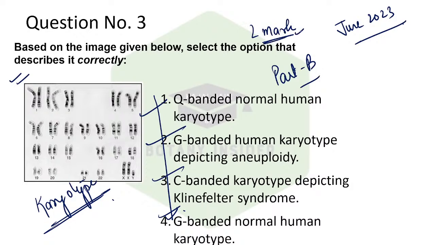Everyone, give it a try and mark your answers in the chat section. The question is, you are given this representation and you need to find out which of the following is correct. First, it is depicting a Q-banded normal human karyotype. Second, it is depicting a G-banded human karyotype depicting aneuploidy. Third, a G-banded karyotype depicting Klinefelter's syndrome. And last, a normal G-banded human karyotype. Give it a try, everyone.